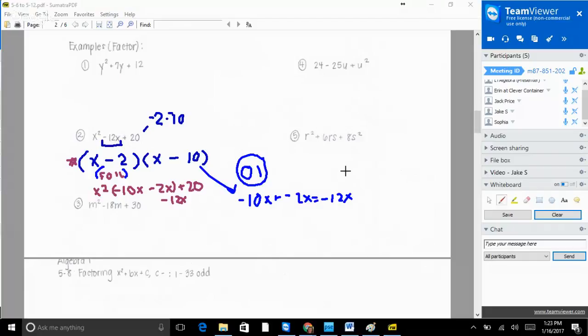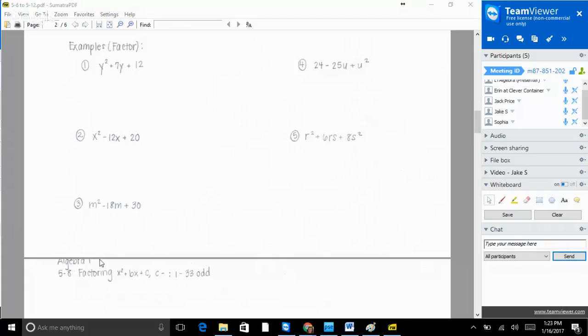All right, let me do 2 more just so you're not stuck. So you don't get stuck when you're doing your homework and you're like, Mrs. Ross didn't show me this one. M squared minus 18m plus 30. Okay, so they want me to factor it, right? M squared would be m times m.